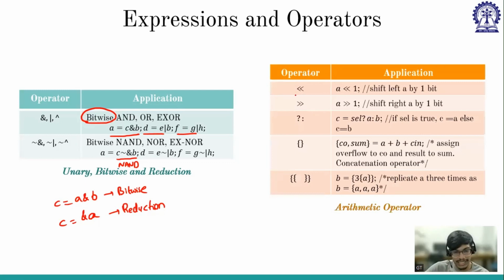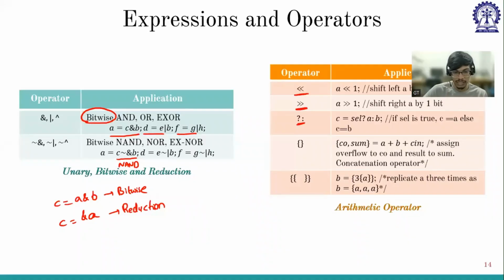Now, again, this is the left shift operation, and the right shift operation. This is the question mark operator. C is equal to some select question mark. If select is true, C equal to A, else C equal to B. So we are discussing this operation: C select. If select is true, C equal to A, else C equal to B.